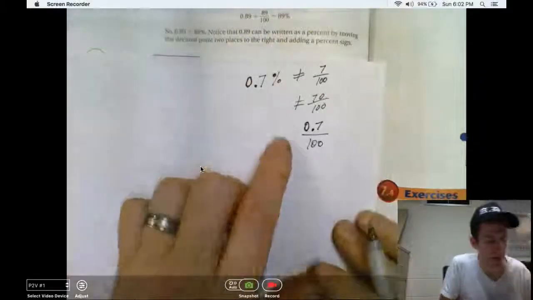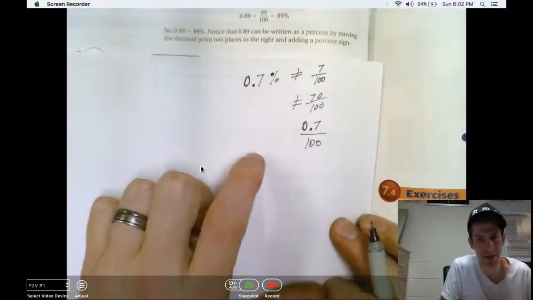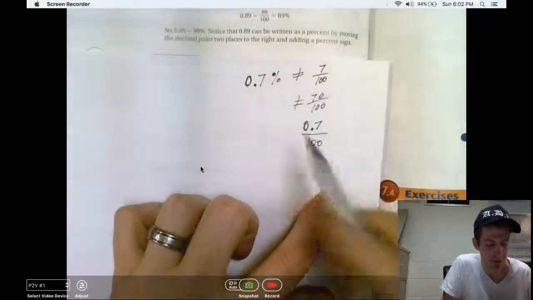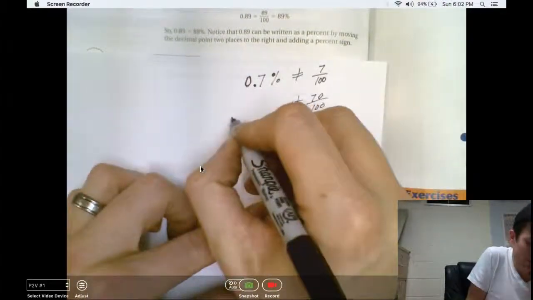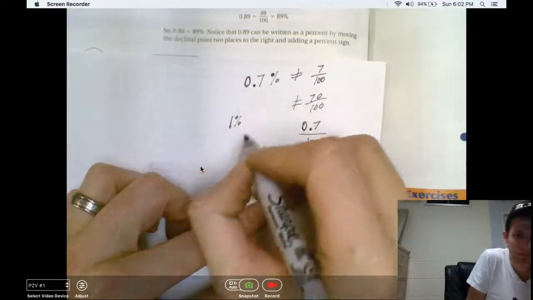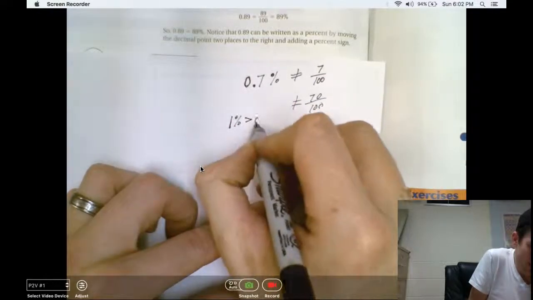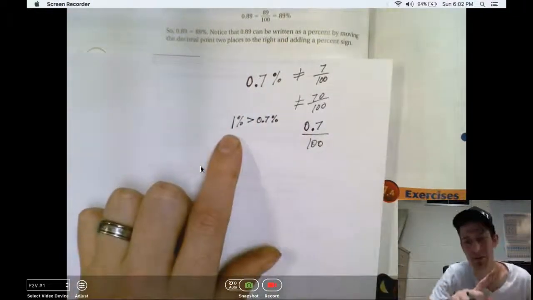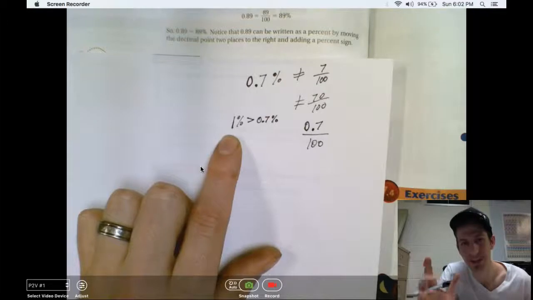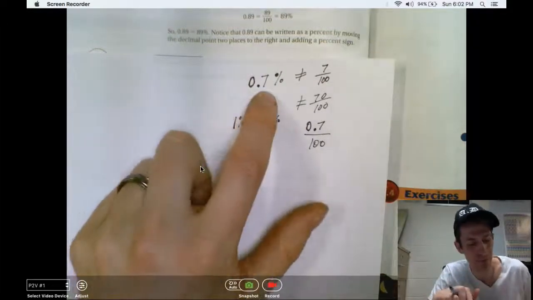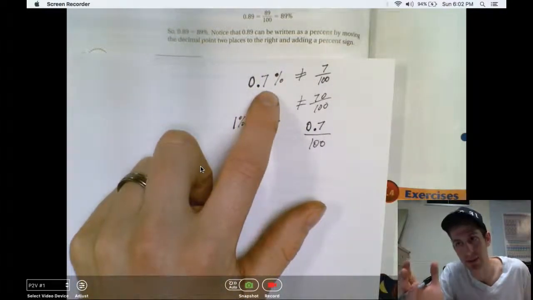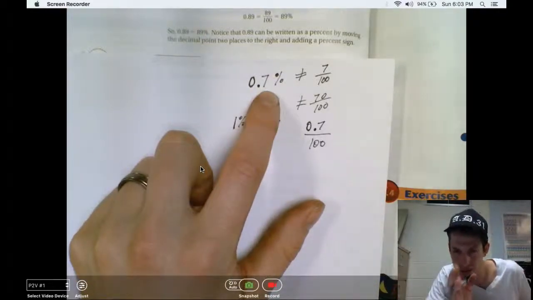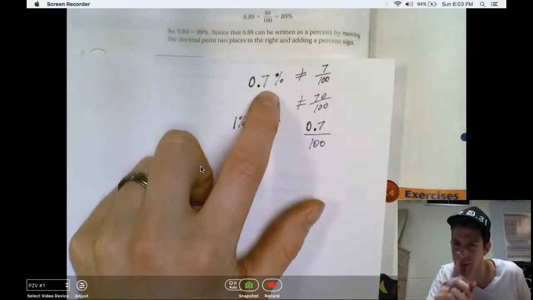All right. If you see 0.7%, that's a very small fraction. That's less than 1%. Here's 1%. 1% is greater than 0.7%. If I get 1% of your Skittles and you got 100 Skittles, I only get 1. But if I get 0.7% of your Skittles, that means I get to cut one of them, 7/10 of one of them, because I get 0.7 of one Skittle.